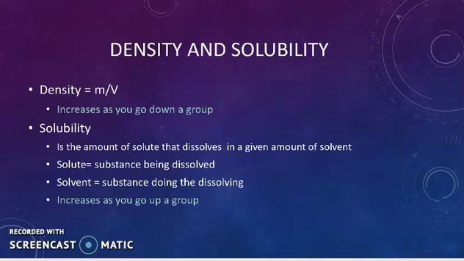Solubility is just how easily something dissolves. If you're making lemonade from mix, your sugar mixture would be the solute, which is the substance being dissolved, and then the solvent would be your water, the one doing your dissolving. As you go up the group, the elements are more likely to dissolve in a solvent, like water or other things, but solubility has the opposite trend of density. It increases as you go up a group. Density increases as you go down the group.